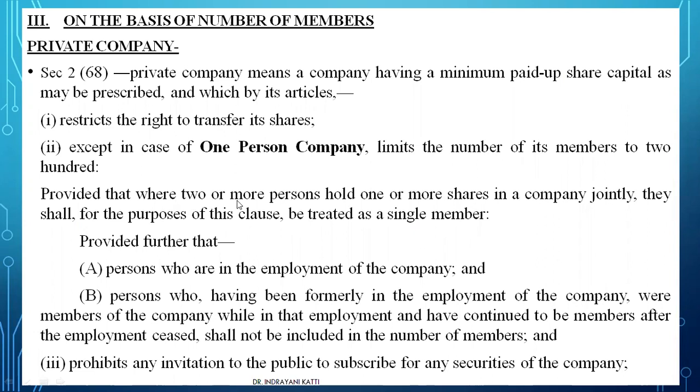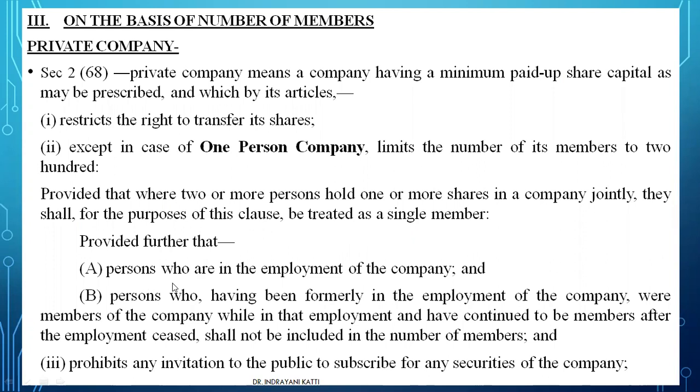Provided that where 2 or more persons hold 1 or more shares in a company jointly, they shall for the purpose of this clause be treated as a single member. It means if in a single person's name, 2 or more persons hold a number of shares, at that time we cannot count it by number of shares, but we will count it by lives. So we have to consider them as a single member only.